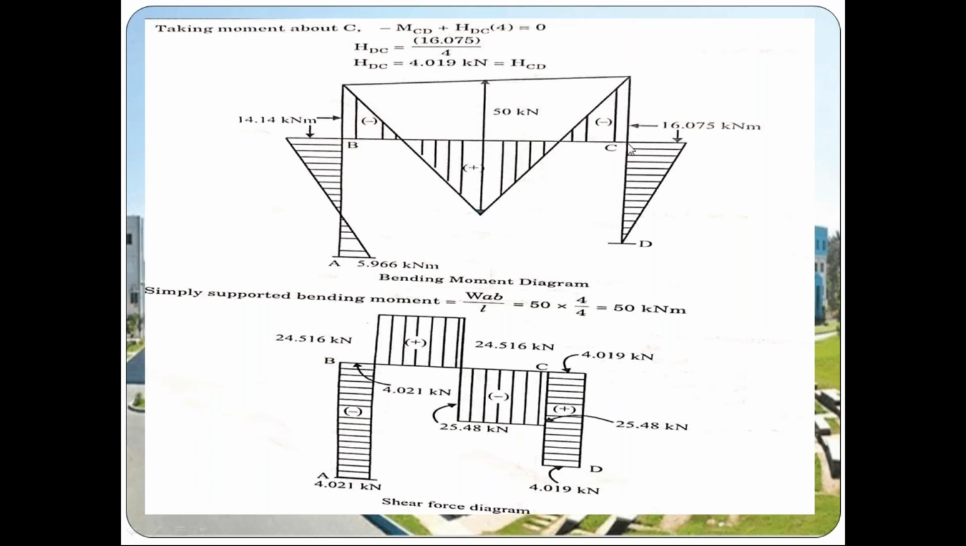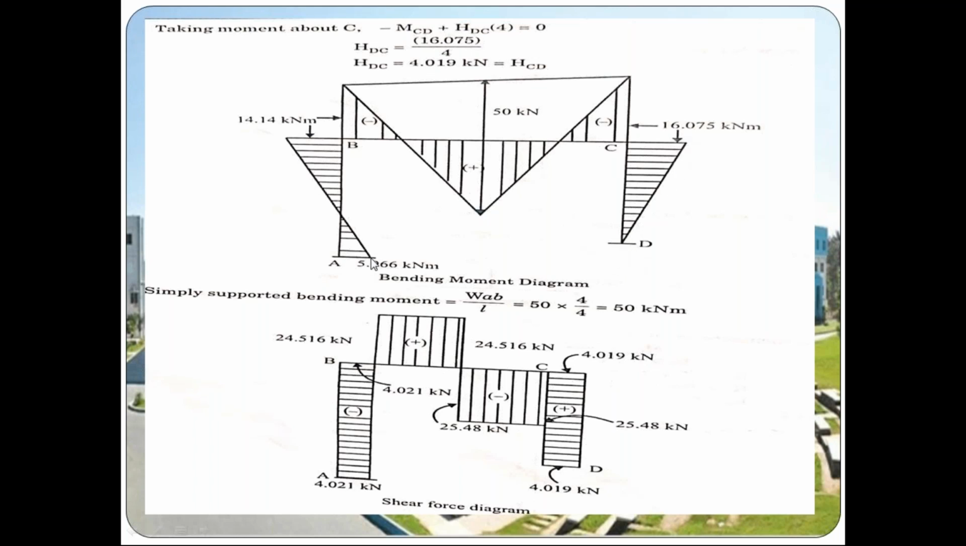And MCD is minus 16.075. Minus means above the baseline side. Here we consider the right side of span CD as above the baseline, and the left side of span CD as below the baseline. We are getting a negative value, so above the baseline, since MCD is left to right, that is minus 16.075. MDC moment is 0, so we connect it to join D.